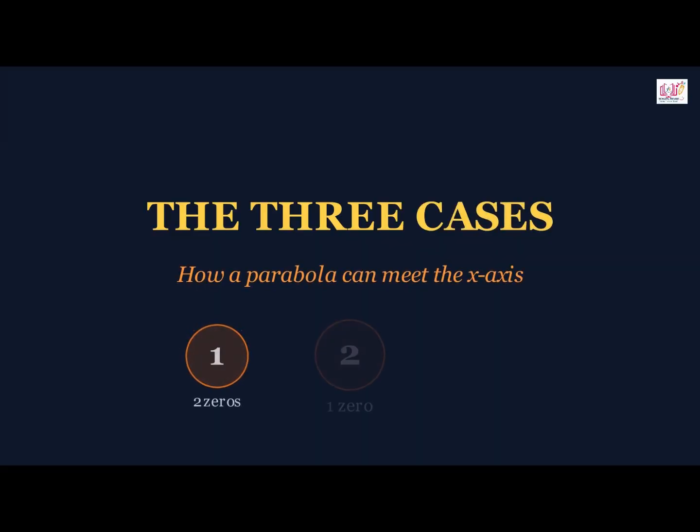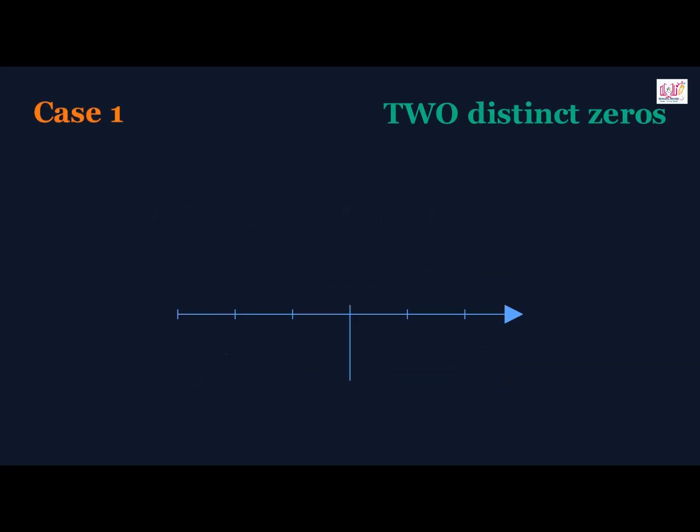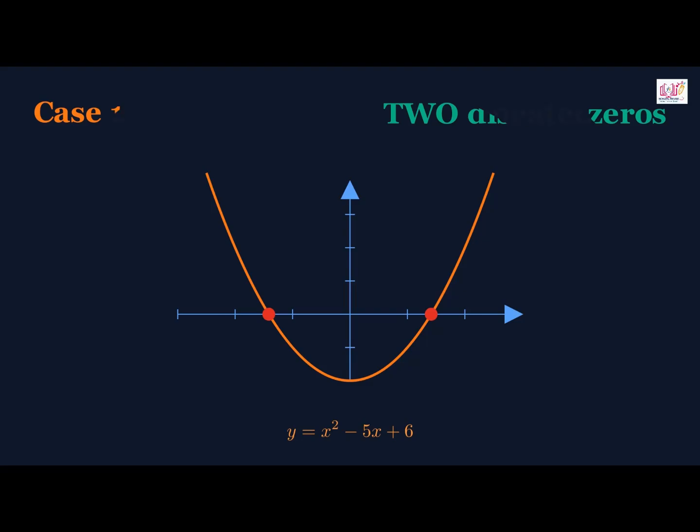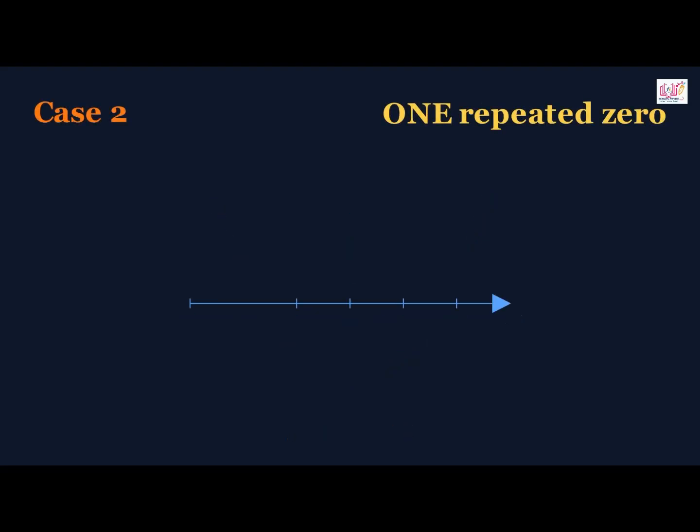Now here is the really beautiful idea. A parabola can interact with the x-axis in 3 different ways. And these 3 ways give us the 3 possible cases for the zeros of a quadratic. Case 1. The parabola crosses the x-axis at 2 distinct points. The polynomial has 2 distinct real zeros. We just saw this example.